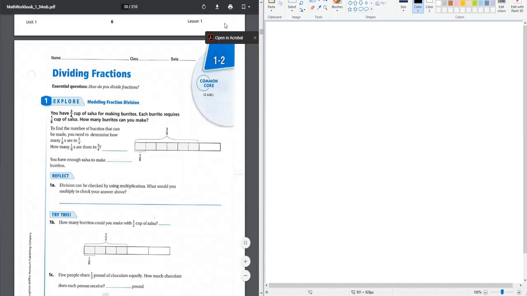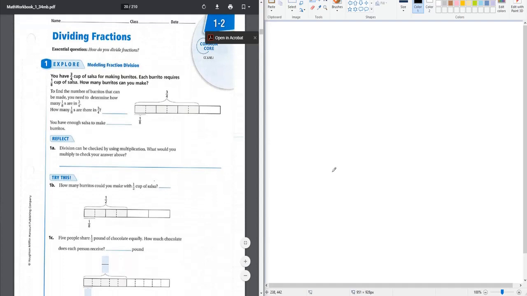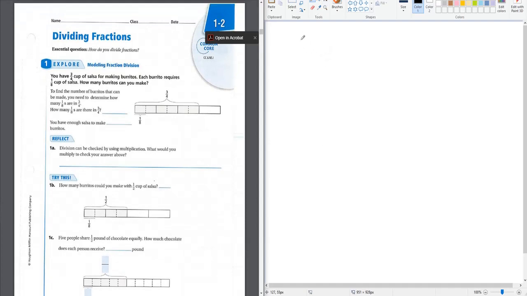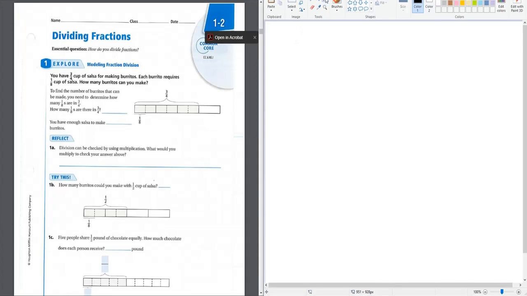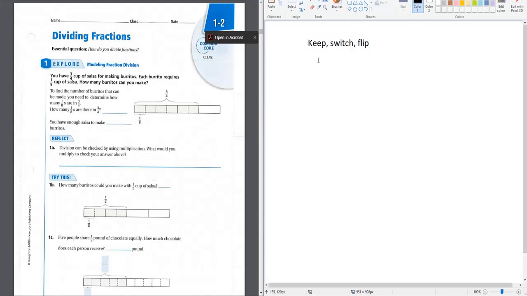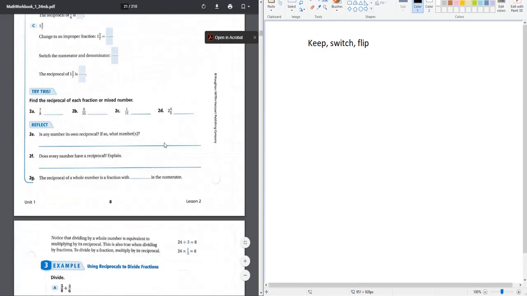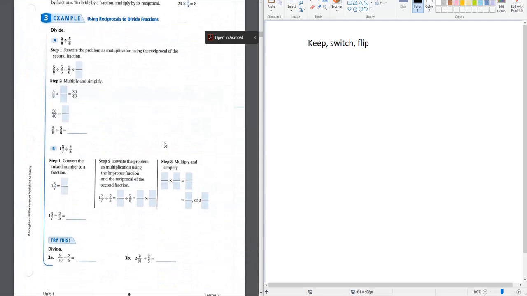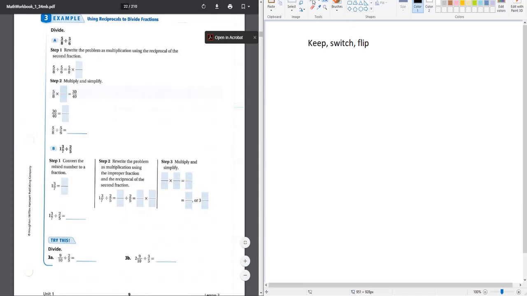So one of the things that needed a lot of help from people was dividing fractions. So when you're dividing fractions, the number one thing that you need to remember is this phrase. Let me write this out. The phrase is keep, switch, flip. Okay? Keep, switch, flip. And I'm going to show you what that means. Let's say you were doing 5 over 8 divided by 5 over 6.